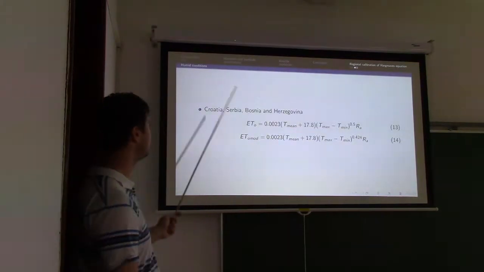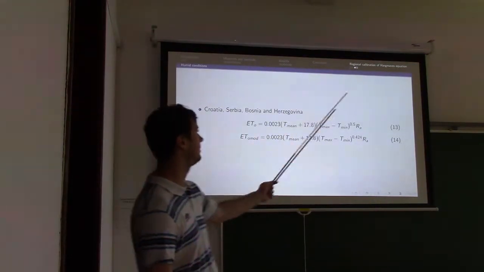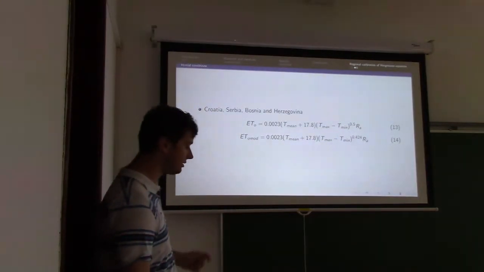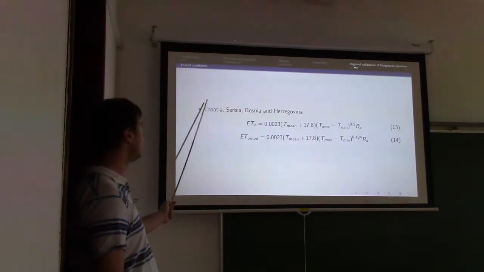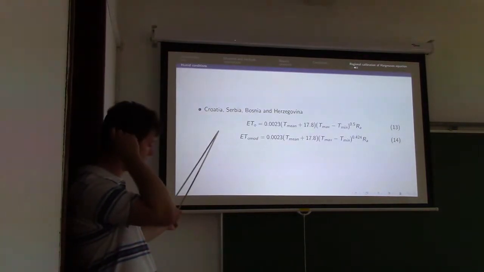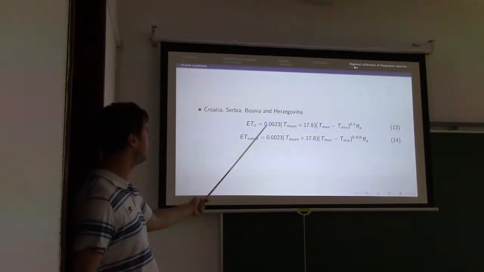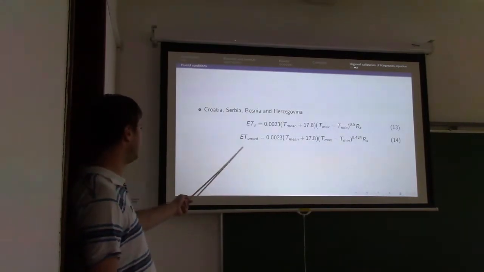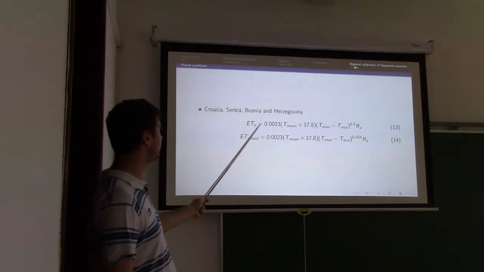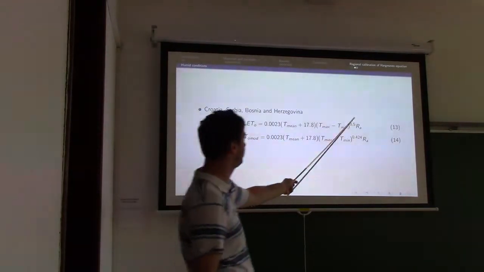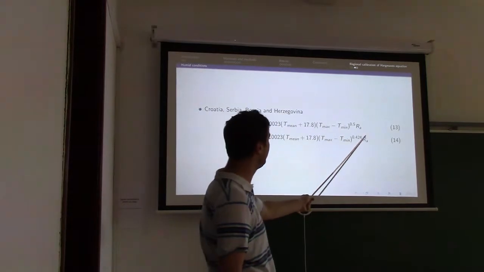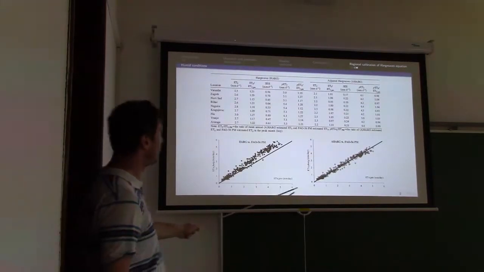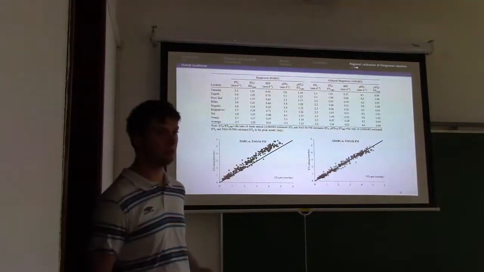But there is also what to do with calibration when the conditions are humid. This is research by Slavica Trajković from Serbia, who took 8 measuring stations in Croatia, Serbia, and Bosnia and Herzegovina, and wanted to change it, so this is ET modified. He changed this parameter from 0.5 to 0.4424, and we can see how much better the results are when we change this parameter.